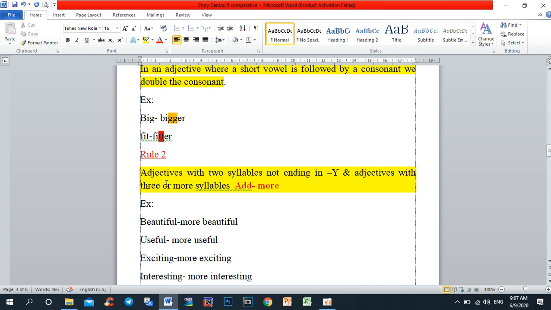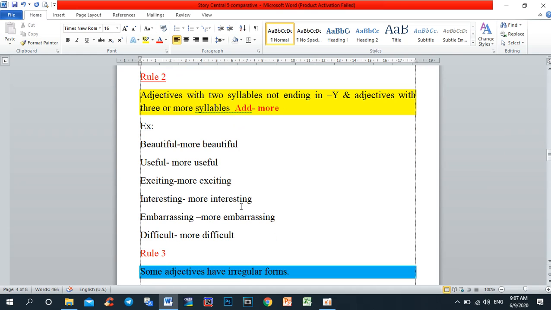Okay. Rule number 2. Adjective with two syllables, not ending in Y. Adjective with three or more syllables, add the word more. Okay. Look here. Beautiful. Okay, two syllables or three syllables up. Beautiful becomes more beautiful. Useful, more useful. Exciting, more exciting.